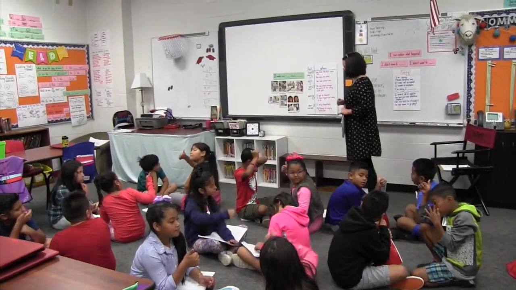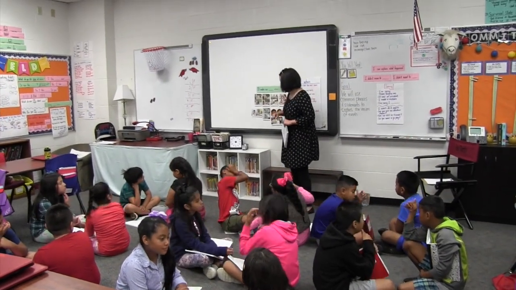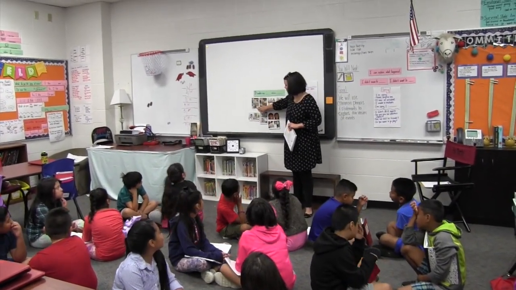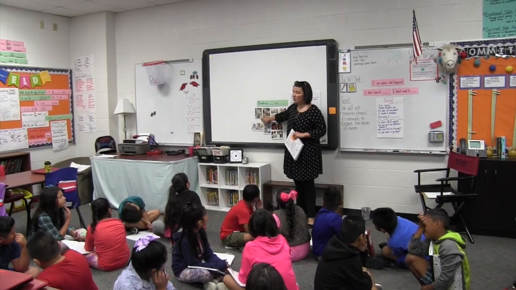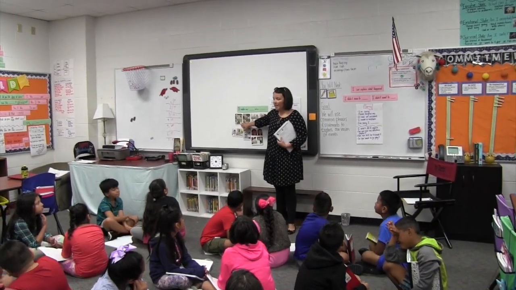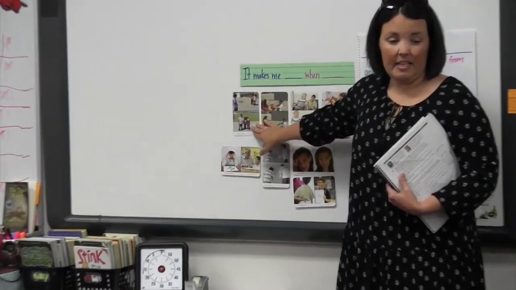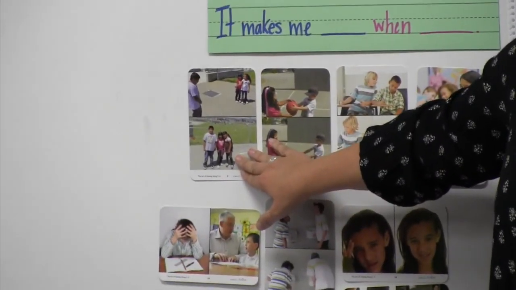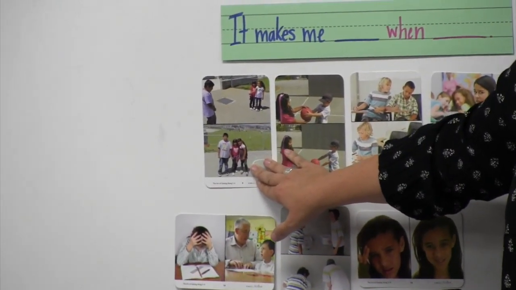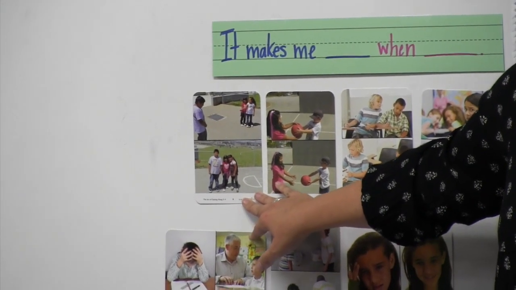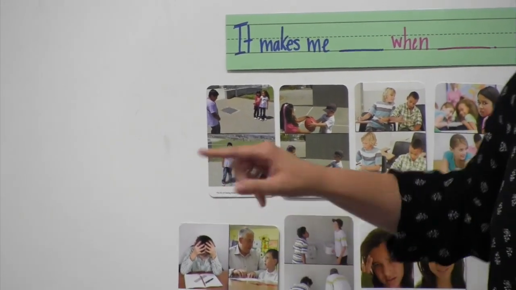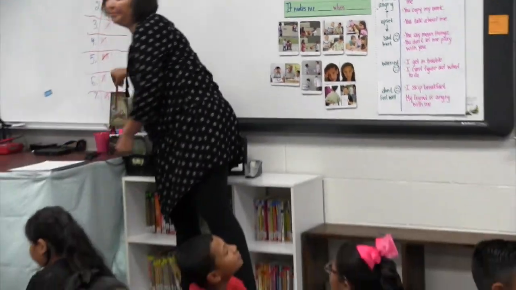Okay, you ready? So I'm going to go with this picture card we talked about yesterday. You are on the playground, A's, and your B partner is standing over with another group of kids, and it looks like they're talking about you, and it makes you feel really sad. Okay, so A's, turn and tell B how you're feeling.